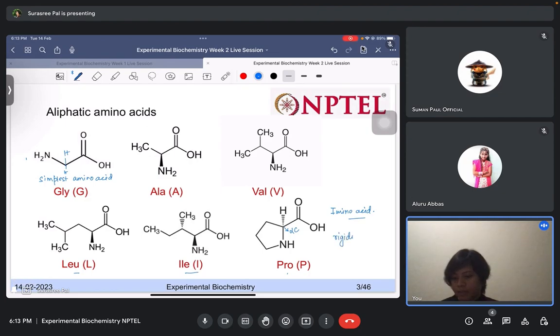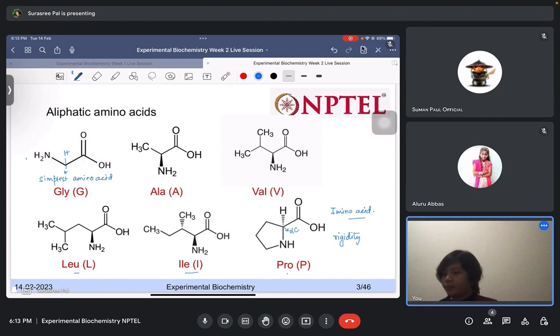So when it is present in a particular structure in a protein, this proline amino acid gives rigidity to that structure, right? So these are the aliphatic amino acids: glycine, alanine, valine, leucine, isoleucine, proline. These are considered aliphatic because they have aliphatic side chains. So there will be some other amino acids as well which will contain aliphatic side chains.